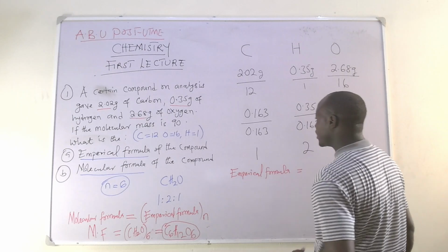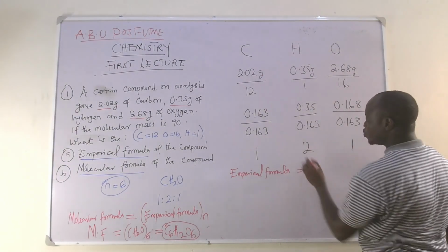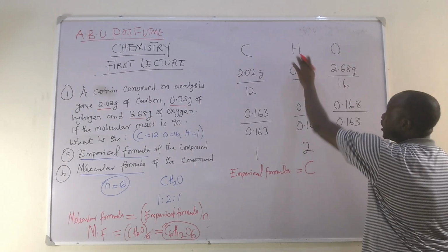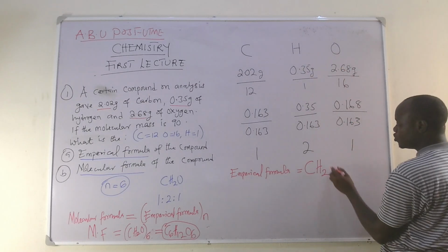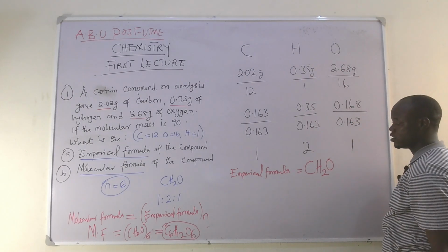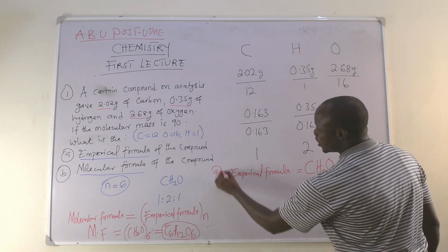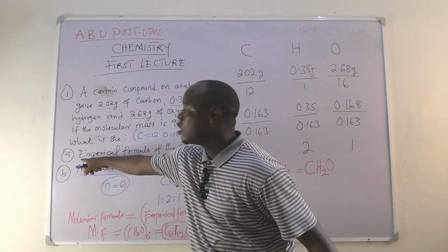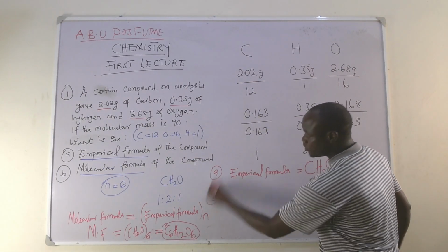And how do we get the empirical formula? The empirical formula is now going to be: carbon is 1, so it's going to be just C. Hydrogen is 2, so we have H2. Oxygen is 1, so we are going to have O. So this is the empirical formula, CH2O. So from here, we are able to answer A. Then the next thing is B.